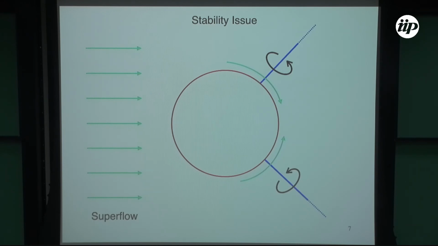So I think we should look for configurations, connections, attachments between particles and vortices, which are stable.